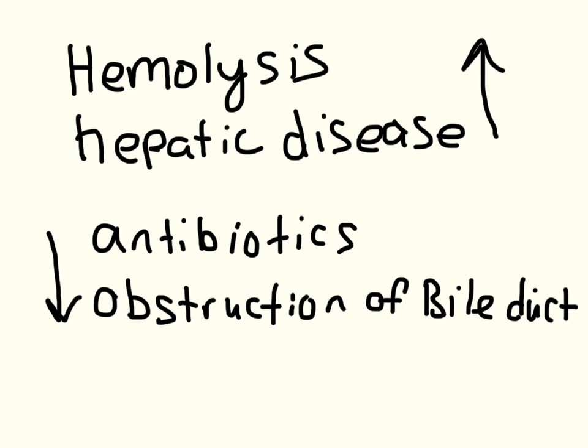Decreases in urobilinogen can be seen whenever there are antibiotics that mess up the microbial flora of the GI tract, and also obstructions of the bile duct that prevent the bilirubin from getting to the intestinal flora and being converted.